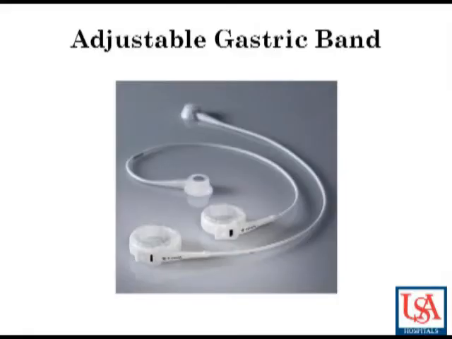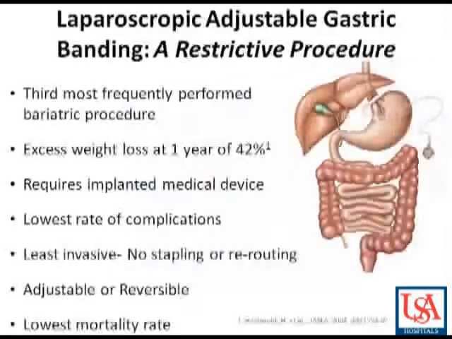Here's the lap band. I forgot to bring my lap band with me. It is implanted laparoscopically around the upper stomach. It is attached to this tubing, to this port that's buried underneath the skin. We then access it with a skinny little needle, and we can fill it up. It's the 3rd most frequently performed bariatric procedure here at USA. Excess weight loss at 1 year of about 42% requires this implanted medical device. It has a very low risk of complications.